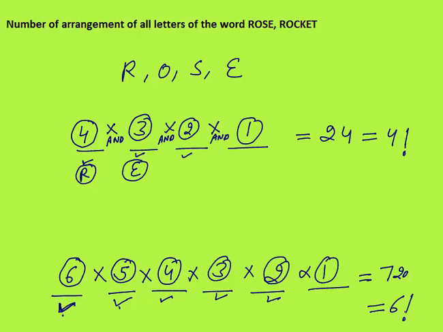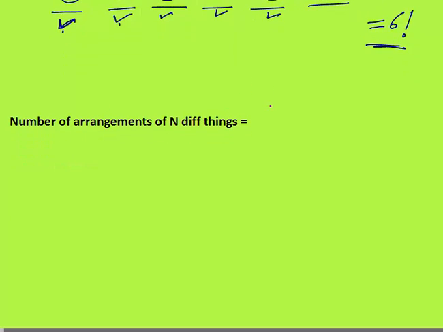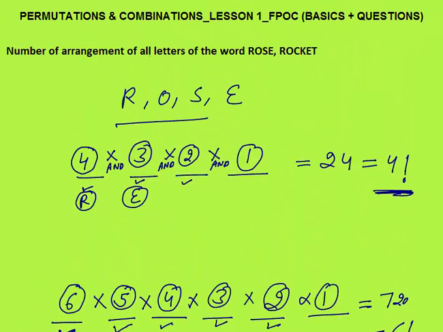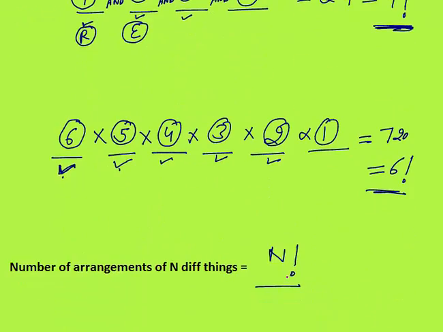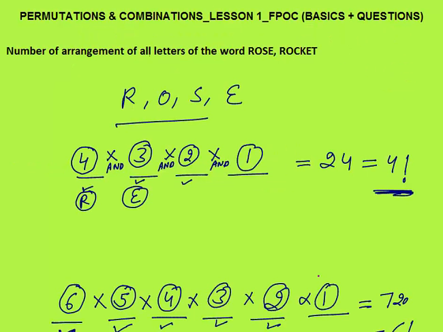So whenever we need to arrange different letters, for 4 letters the answer is 4 factorial, for 6 letters the answer is 6 factorial. So in general, the number of arrangements of n different things will be how much? N factorial. When I arranged 6 letters, the answer is 6 factorial. When I arranged 4 letters, the answer is 4 factorial. So the number of arrangements of n different things, where "different" is very important, is n factorial. That was the very basics of the fundamental principle of counting.